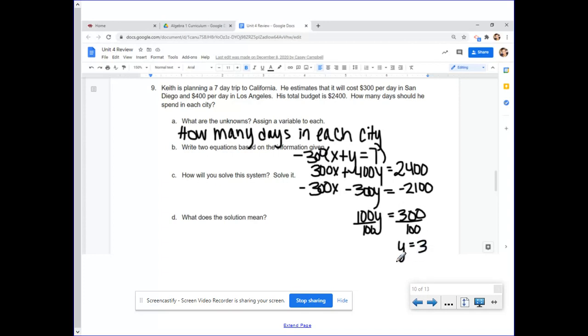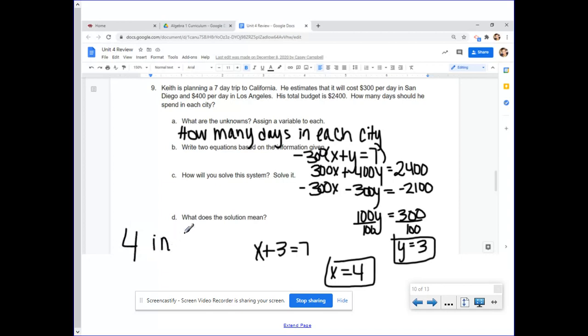Y equals 3. I take it back to my top equation, which was super easy. X plus y equals 7. So x plus 3 equals 7. That's mental math. What plus 3 gives me 7? So x is 4. It wants to know what that means. So in my equation, $300 stood for San Diego. So x stands for San Diego, 4 days in San Diego, and 3 days in LA. That's what it means.